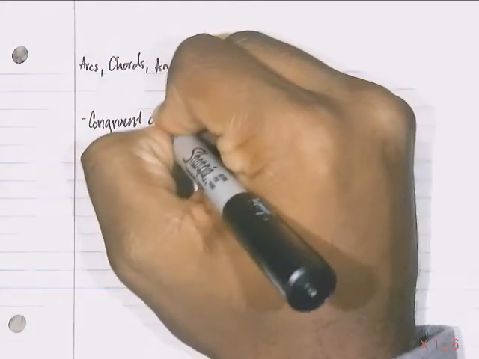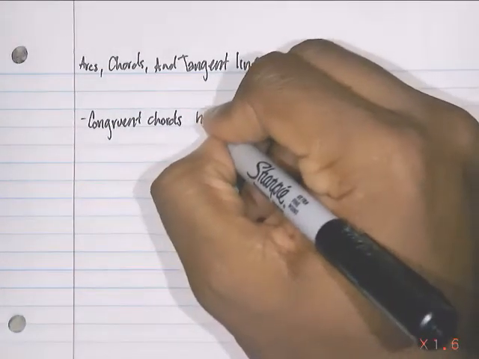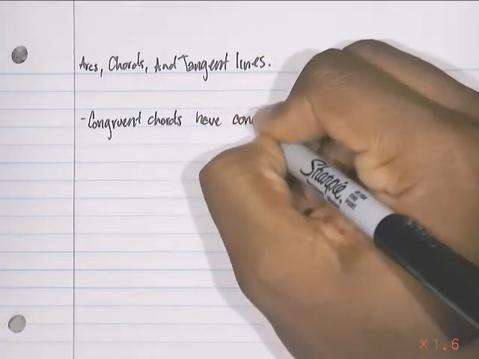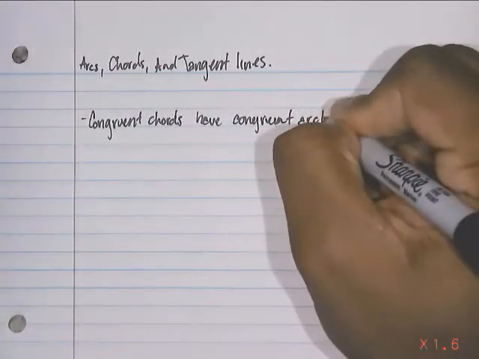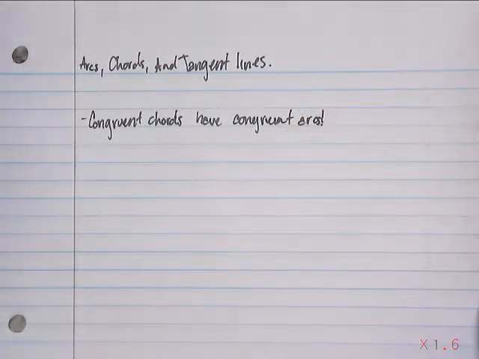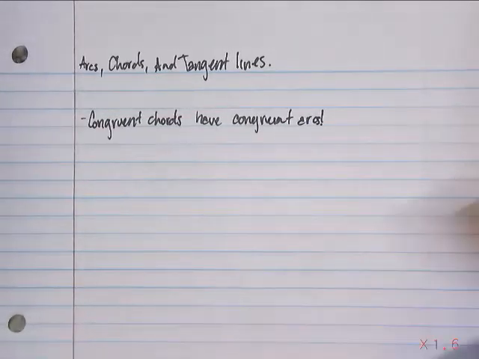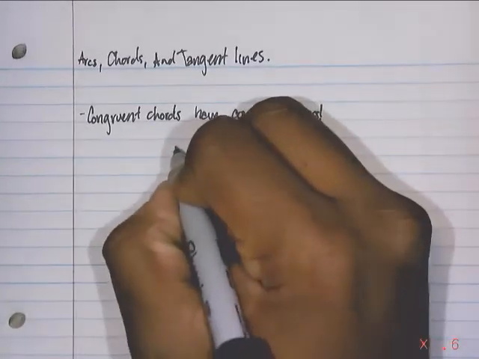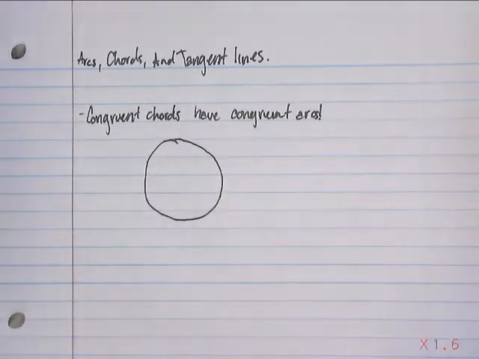The first thing is that congruent chords have congruent arcs. And conversely, congruent arcs have congruent chords. What does that mean?